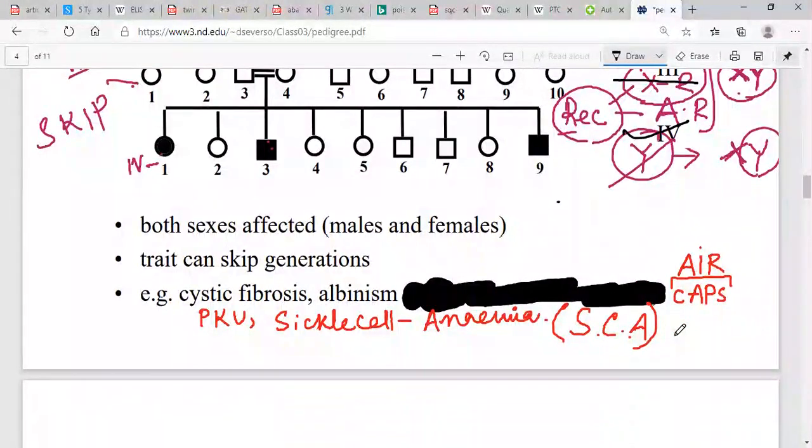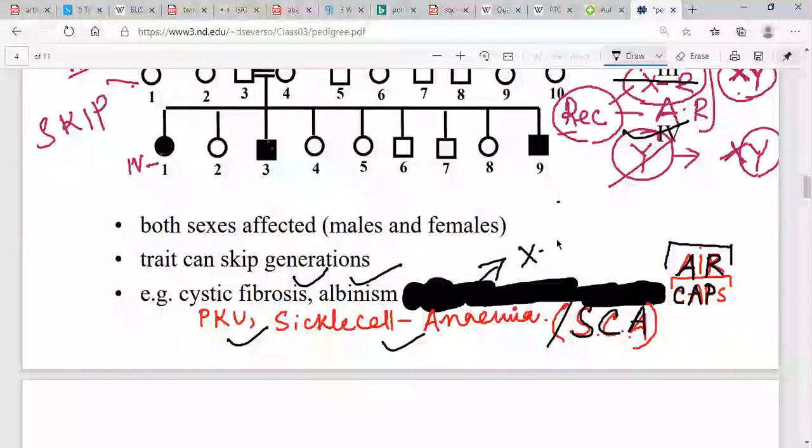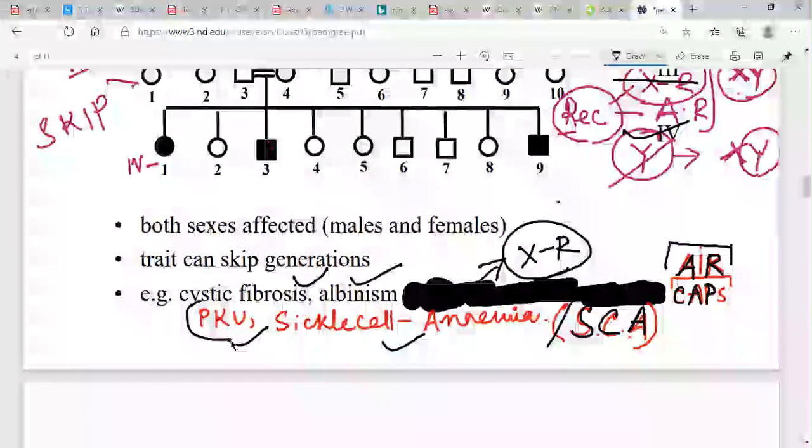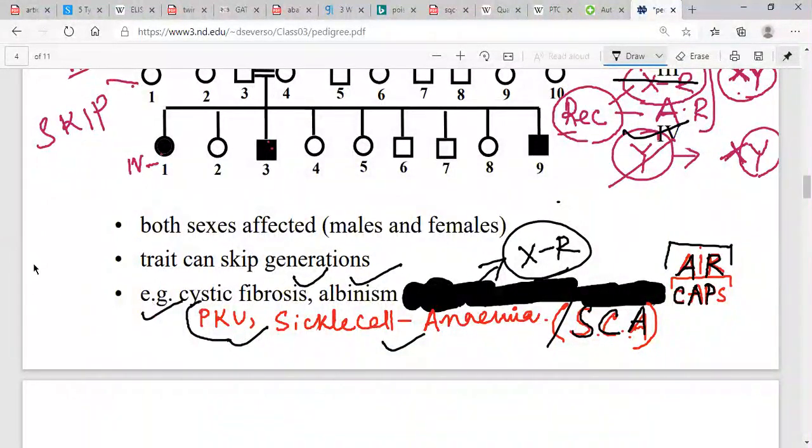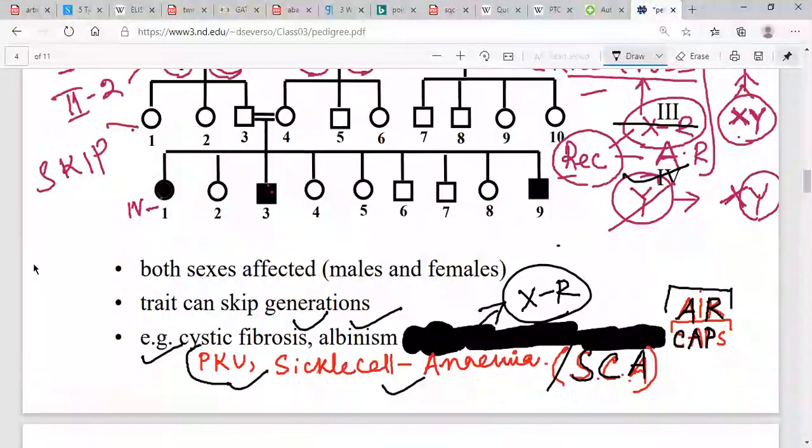The example part is very important for the exam. You can use this method to remember: CAPS. The autosomal recessive traits acronym is CAPS: cystic fibrosis, albinism, PKU, and sickle cell anemia or SCA. Sickle cell anemia is an autosomal recessive trait. It doesn't show any X-linked recessive inheritance. And if you have a question directly on a pedigree of PKU or cystic fibrosis, you can directly answer that this is an autosomal recessive trait.